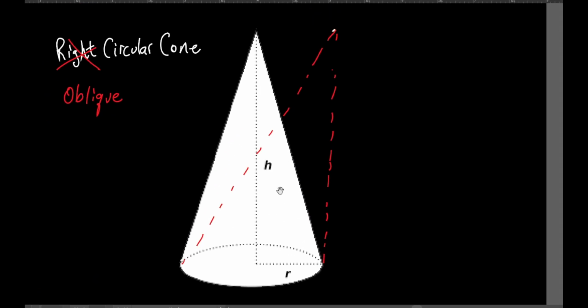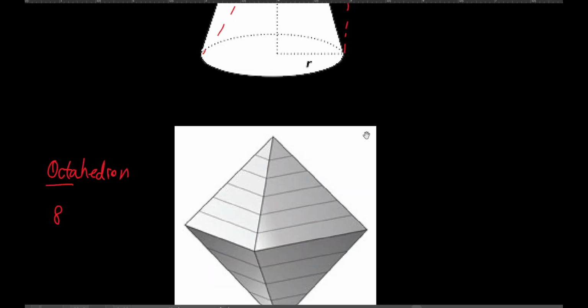This right there, you can be specific. Okay? If it goes straight up, it's a right circular cone. If it slants, it's an oblique circular cone. But you could have other ones as well. We got a few minutes, so let's throw a couple more on there.